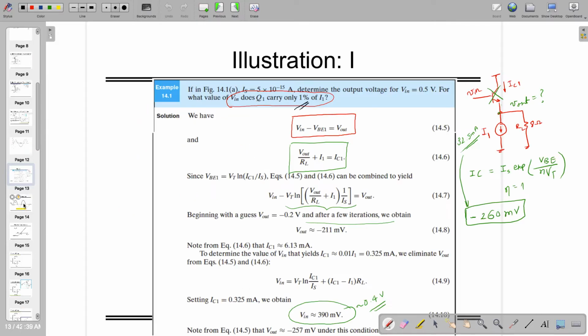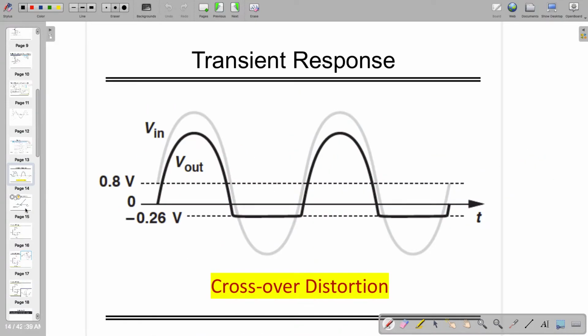So now let's move to the next part, as I have drawn. Here you can see that the output is not exactly tracking what we wanted to have. If there is not such kind of thing, then it's okay, but this is going to happen, and this is actually known as the crossover distortion.